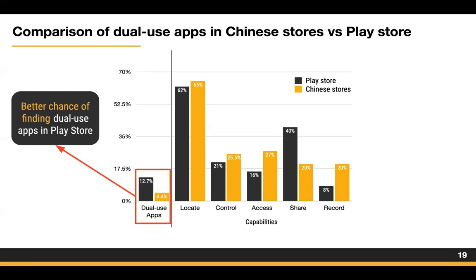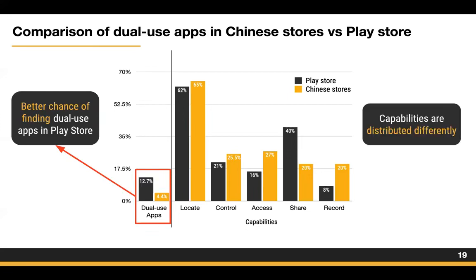We also noticed that the distribution of capabilities is different between Play Store and Chinese stores. For example, abusers have a better chance of finding apps with recording capabilities in Chinese stores, but a lower chance of finding apps that share data from the device. We believe that these differences are caused by differences in searching algorithms and popularity of these stores among developers.